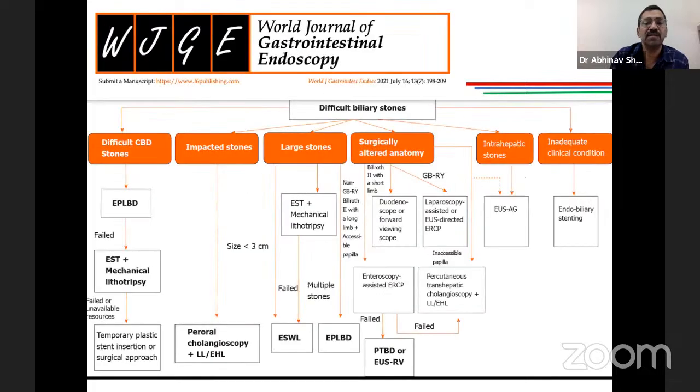With all these modalities, this is the last algorithm I would leave you with. The need for surgery for the CBD stone per se has been reduced drastically, and most of the time the stone can be removed endoscopically. Thank you so much.